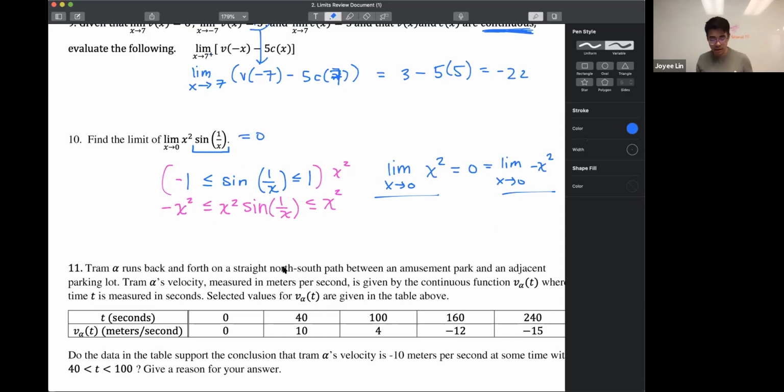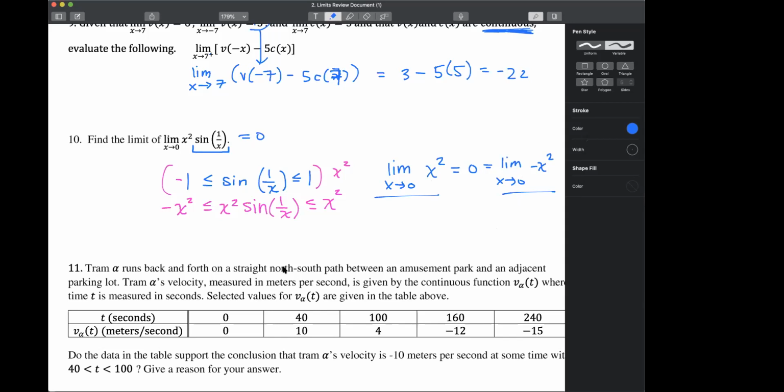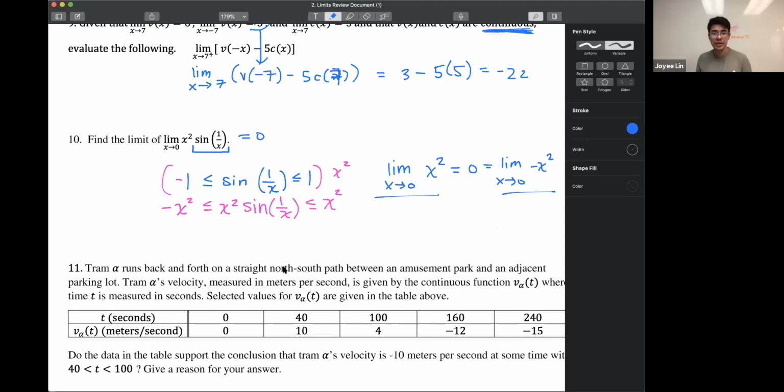Who remembers what that's called? Squeeze theorem. Yeah, so in case you have to use that, you could invoke the squeeze theorem.